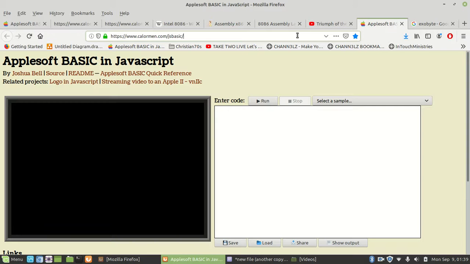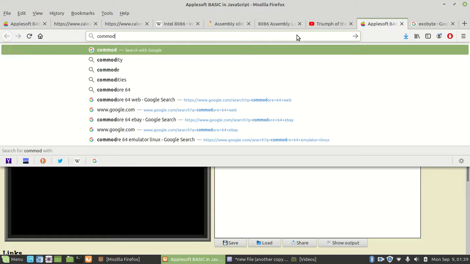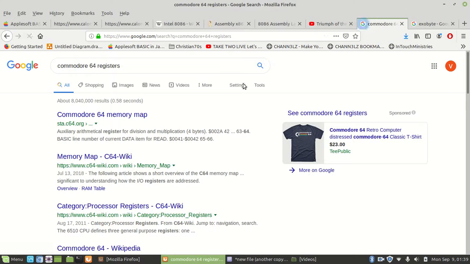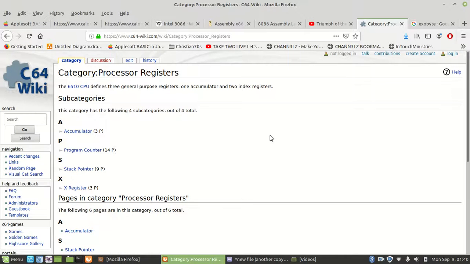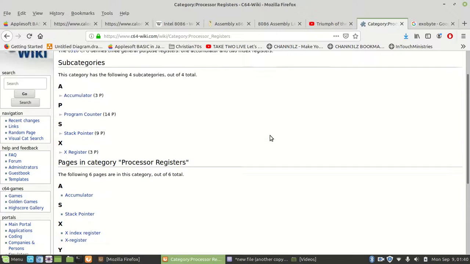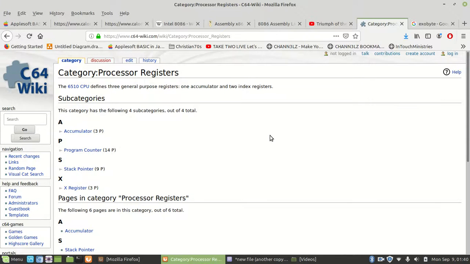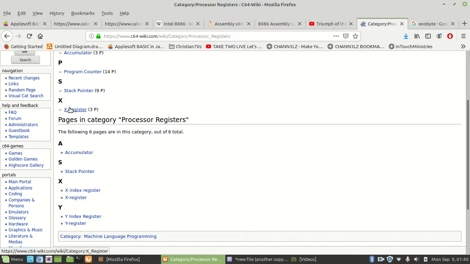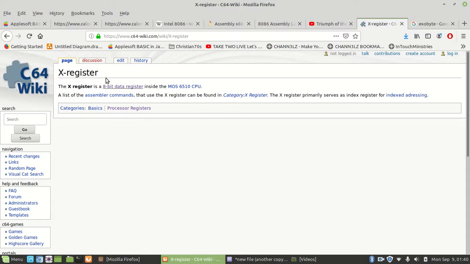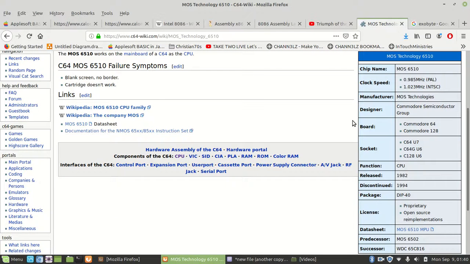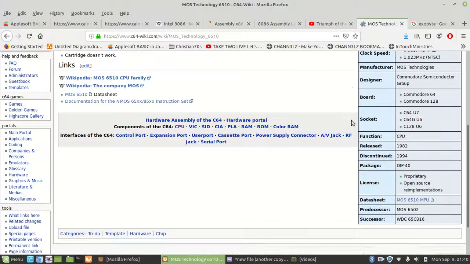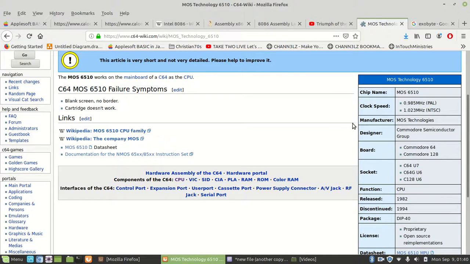Let me see how many registers were in the Commodore 64. Processor registers in a Commodore 64. X register. Let's see how much register memory that has.